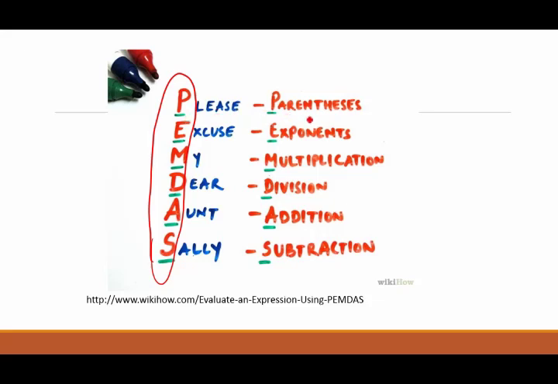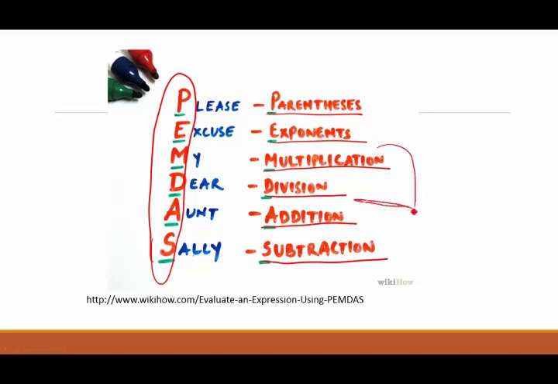The P stands for parentheses. The E stands for exponents. The M stands for multiply. The D stands for divide. The A stands for addition. S stands for subtraction. So when we're doing a math problem, we first do everything in parentheses. Then we do what's in an exponent. Then we do multiplying and dividing together. Then we do addition and subtraction together.